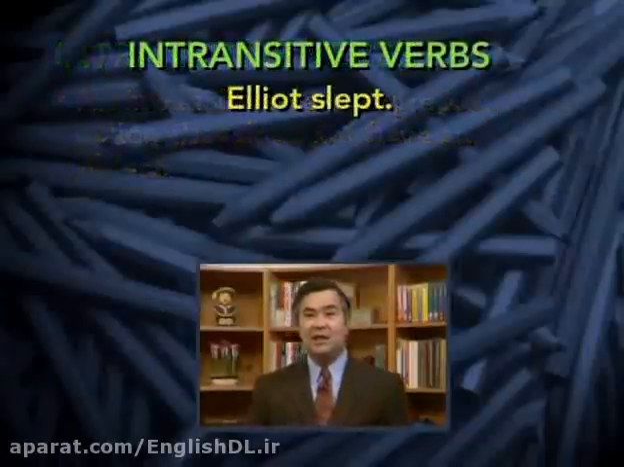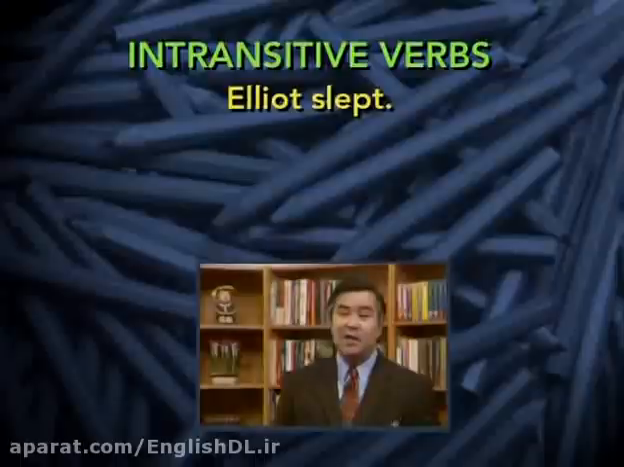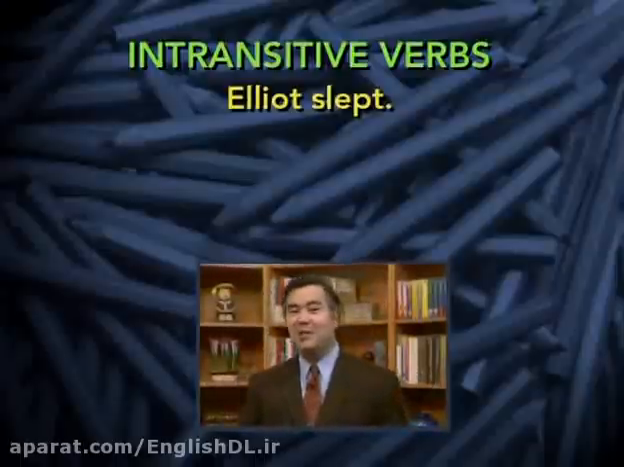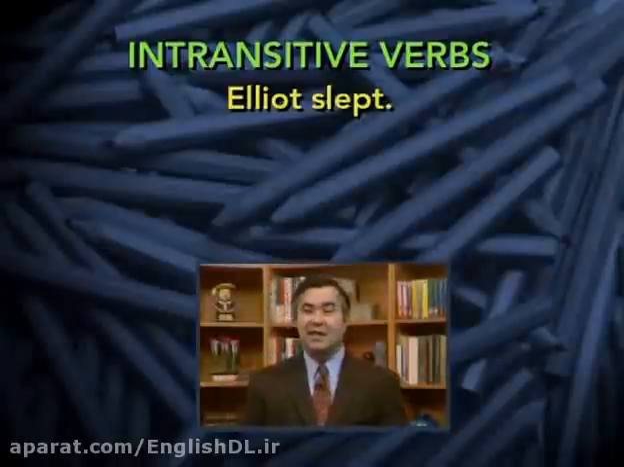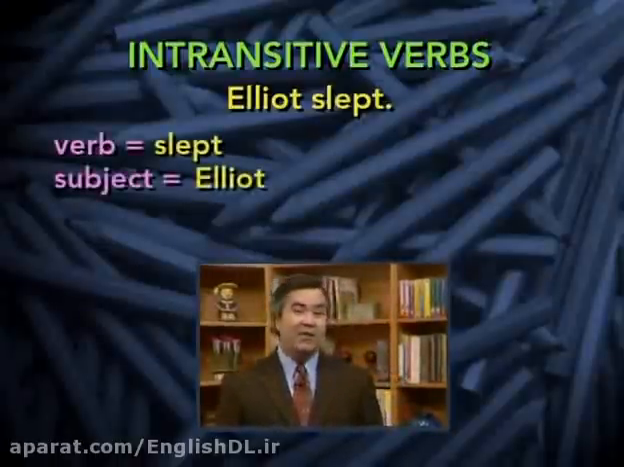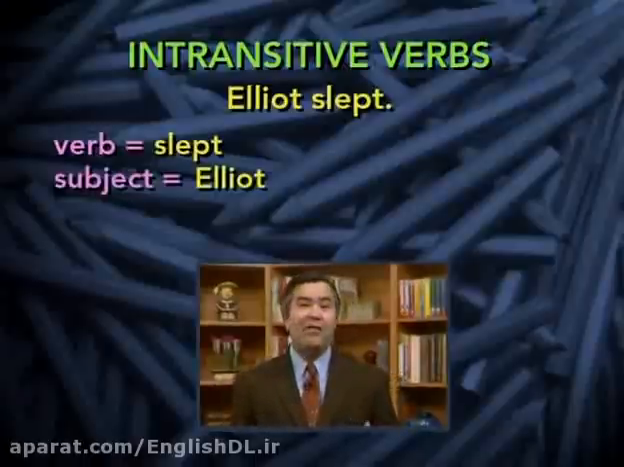Take a look at this sentence. Elliot slept. This is a short sentence, only 2 words, but it is a complete sentence. It has a subject and a verb, and it expresses a complete thought. In this sentence, the verb is slept, and the subject is Elliot. And the verb does not have any object. It expresses a complete thought without having an object.